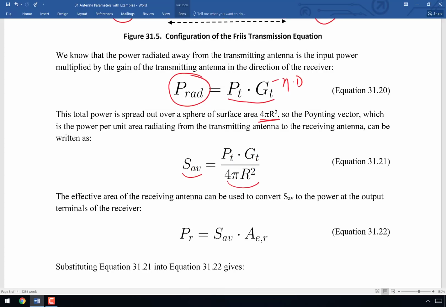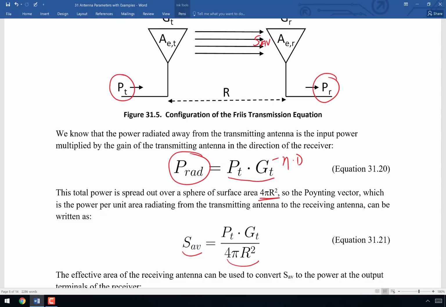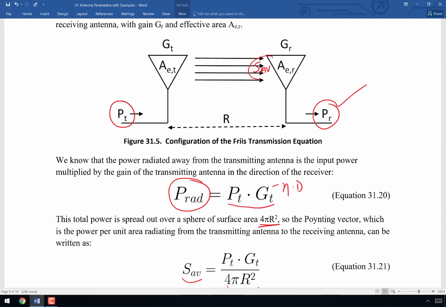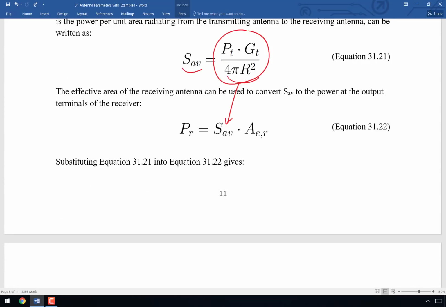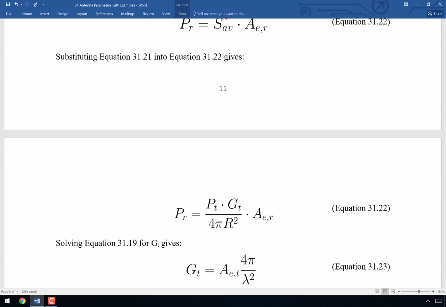Now, the power that is coming out of the receiver, let me come back up here. This power coming out of the receiver right here is, by definition, S average multiplied by the effective area of the receiver. So I can multiply those two together, and it gives me the power that's coming out of the receiver. Now, of course, what I'm going to do is take this and plug it in for S average, and I get this quantity.